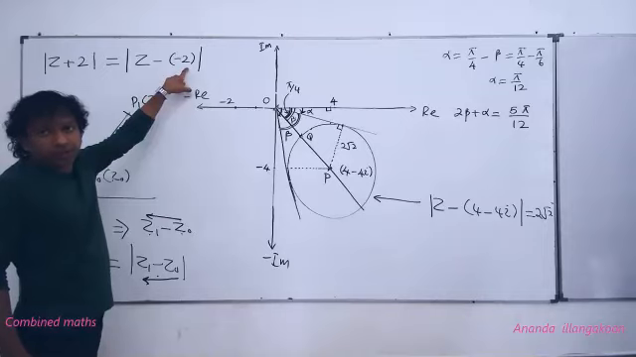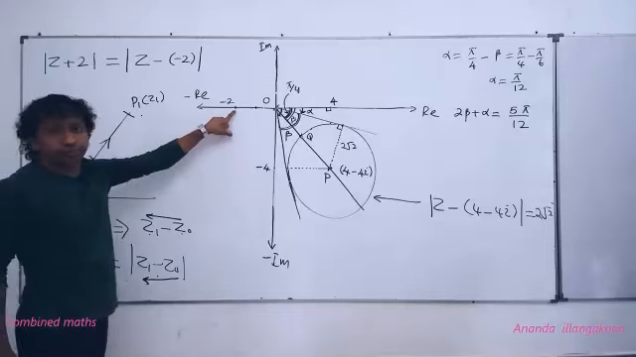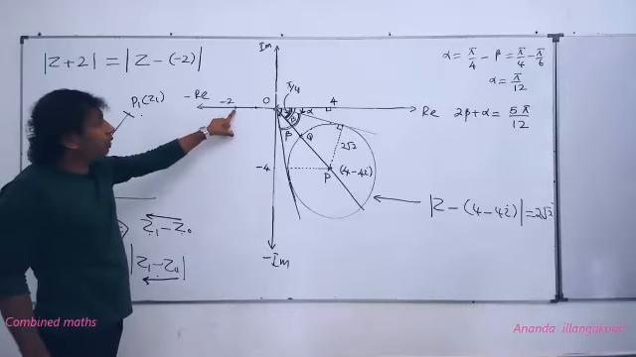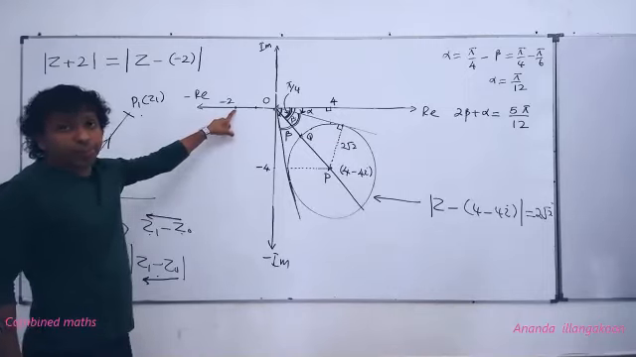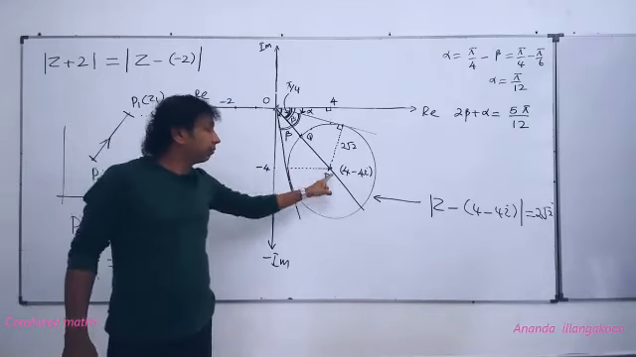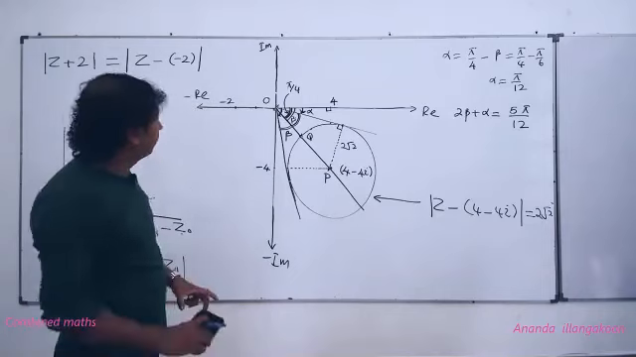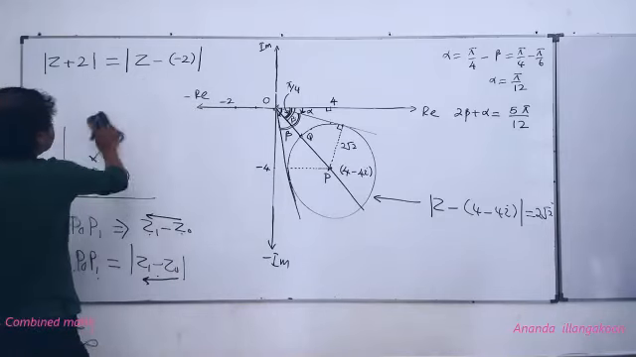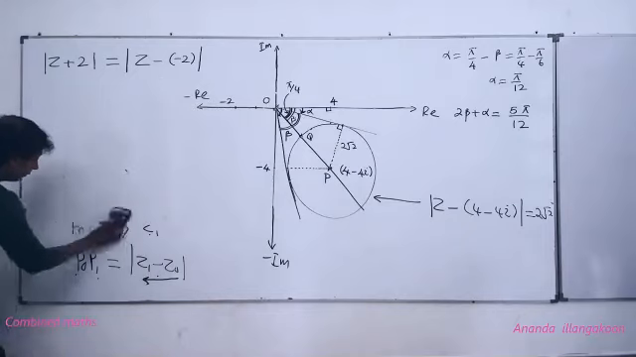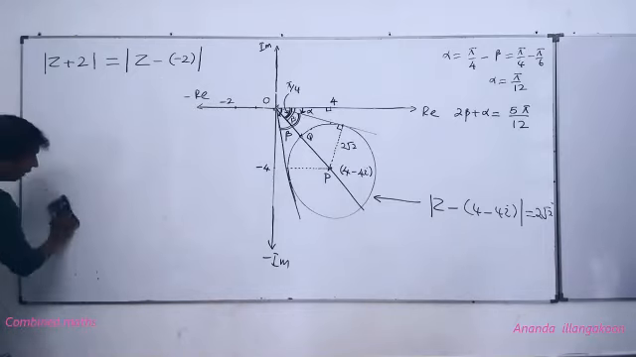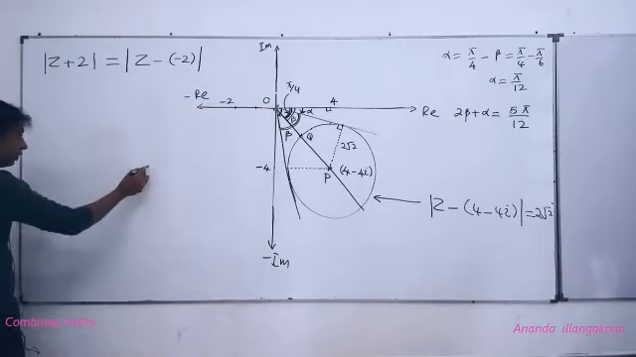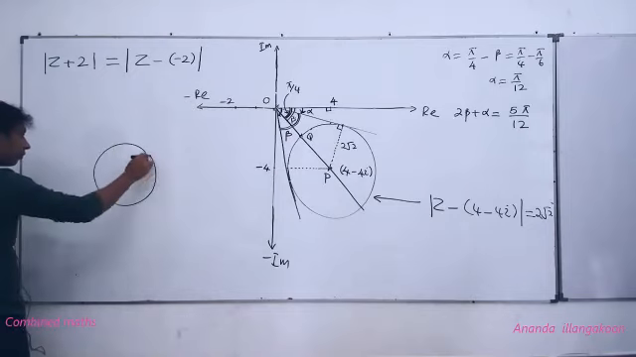That is a line segment which starts from minus 2. Now we start to draw a line segment starting from minus 2 to cut this circle. You can draw many lines, no? We can draw many lines. For example, I'll draw another diagram. This is a circle.